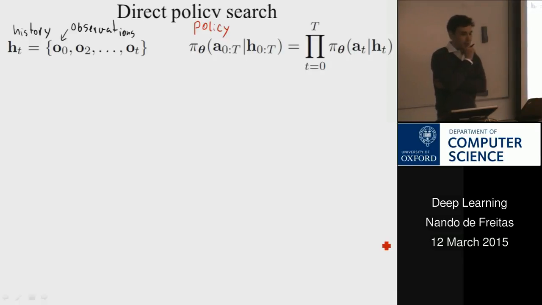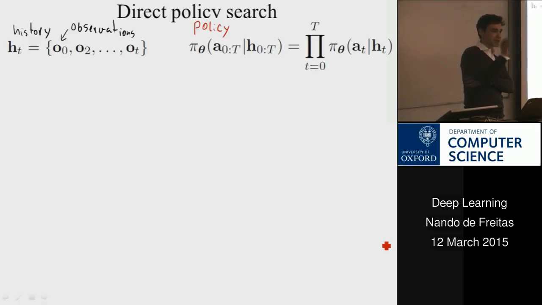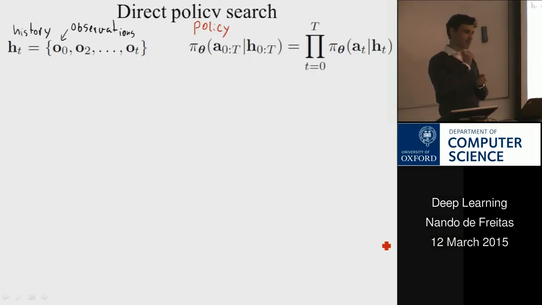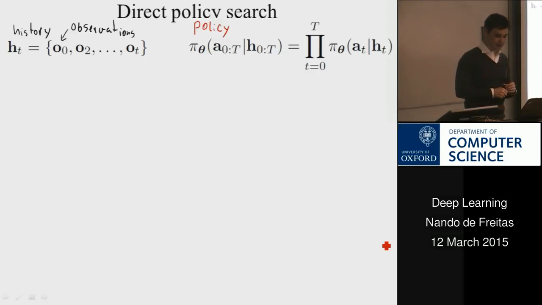And the policy is something that maps histories to actions. Given that I've seen all these observations, I'm going to choose this action. I've gone on all this data and I observed this. I think this is the one I will marry. You make a decision after a few observations.